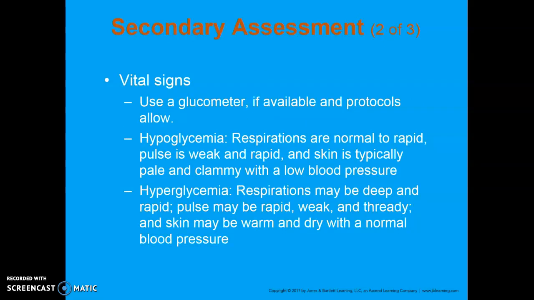For vital signs, if you can, based on your local protocols and availability, go ahead and obtain a finger stick glucometer reading. Overall, for patients that are experiencing hypoglycemia, their respirations are normal, maybe a little bit rapid. Pulse is weak and rapid. Skin is typically pale and clammy, and they typically have a low blood pressure. For patients with hyperglycemia, respirations may be deep and rapid and irregular. Pulse may be rapid, weak, and thready. Skin may be warm and dry, and they tend to have a normal blood pressure.